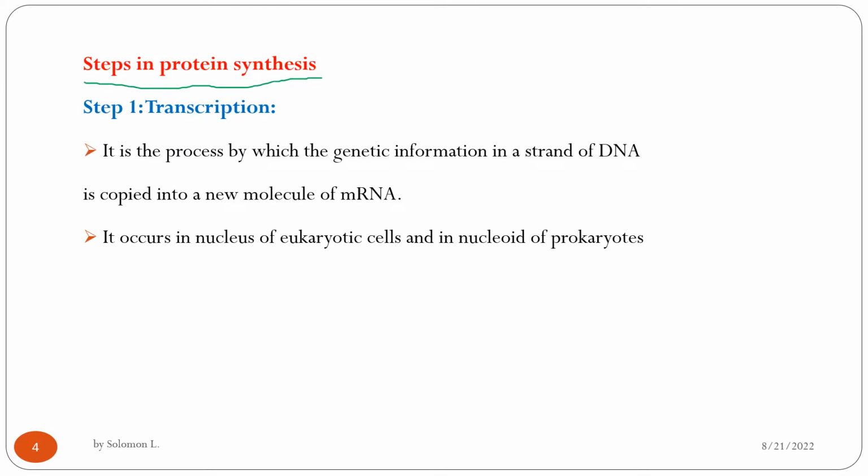Steps in protein synthesis. The first step is transcription. Transcription is the process by which genetic information in a strand of DNA is copied into a new molecule of messenger RNA. Because DNA has two strands, one of these strands is copied into a new molecule of messenger RNA. And this transcription occurs in the nucleus of eukaryotic cells and in the nucleoids of prokaryotic cells.